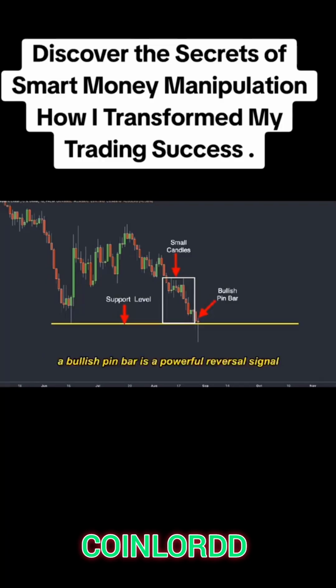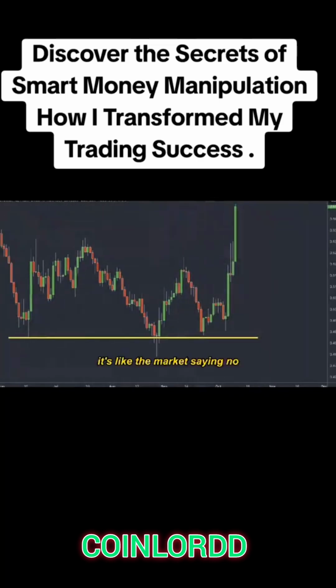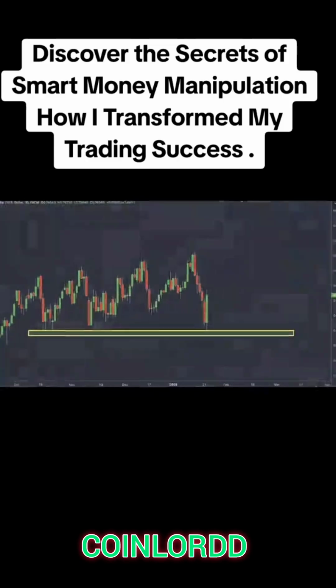A bullish pin bar is a powerful reversal signal where the candle has a small body and a long lower wick. This formation tells us that sellers tried to push the price down, but buyers stepped in and pushed it back up. It's like the market saying, no, we're not going lower. When you see a bullish pin bar forming at a support level after a series of smaller candles, it indicates that buyers are ready to drive the price higher.